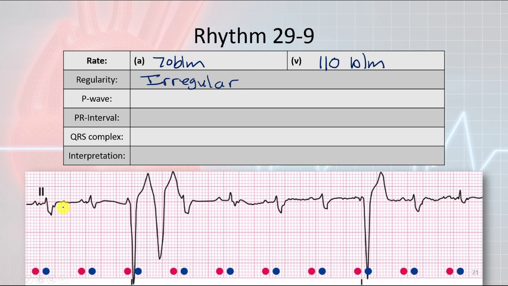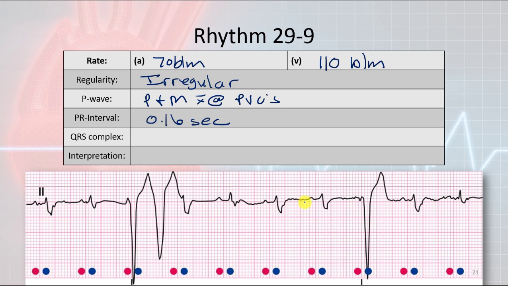P waves. When the P waves occur, they are married to those QRSs. So they're present and married except at the PVCs. PR intervals, when they occur, they look to be nice and clean. So this one here looks to be 3, 4, so it's about 0.16 second for the PR interval.